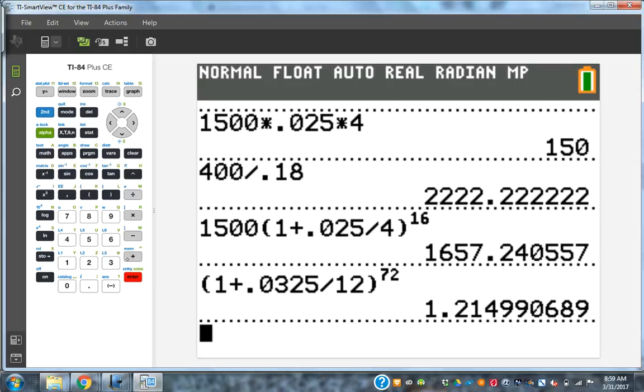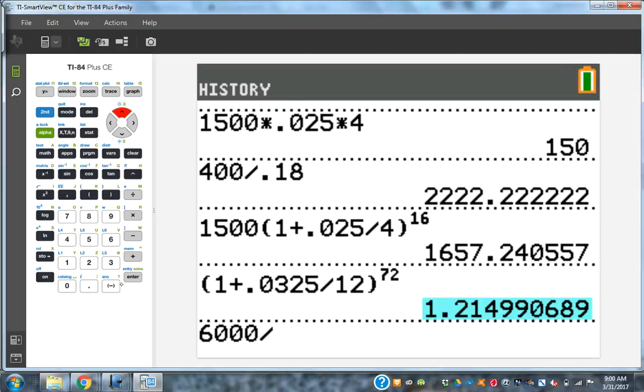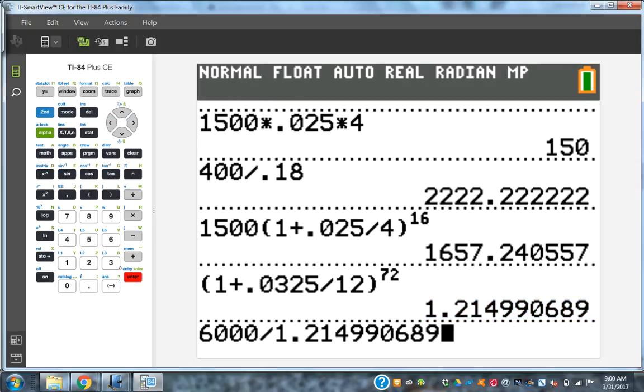I didn't know the calculator would round it. If you use it like this, it's going to store all of it. It only shows you 10 places there, but it stores more than that, so it doesn't round it. So you can get it with the calculator and use that. It's rounded afterwards. Okay, so we're going to take 6,000 divided by that number. So I just press the up arrow and grab that number.